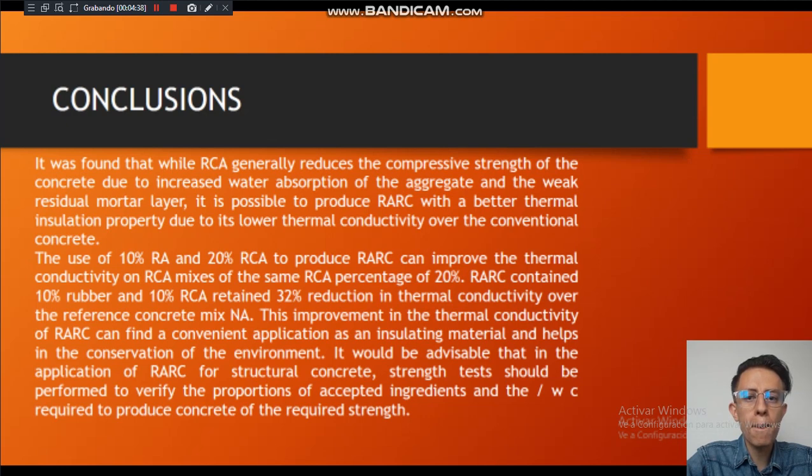in the thermal conductivity of the hybrid can be found in a combined application as an insulating material and helps in the conservation of the environment. It will be advised that in the applications of hybrid for structural concrete, strength should be performed to verify the proportion of the ingredients and the requirement to produce concrete of the required strength.